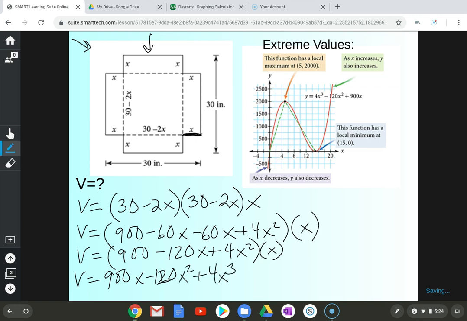Now, this is technically correct, but when we write a polynomial, it's always best to write it in descending order. It's helpful for a whole bunch of reasons. So we're going to put the cubed term first, then the squared term, and then the linear term here, this 900x. All right. And this is the same as what we've got graphed up here.